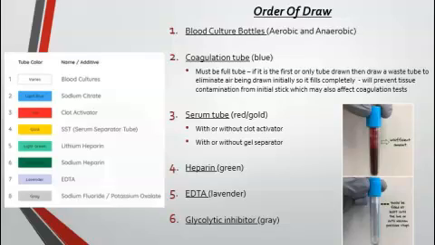Next would be your lavender top tubes. These are your EDTA tubes. They're usually used for hematology testing. And finally would be your gray top tubes. They are the last tubes in your order of draw.